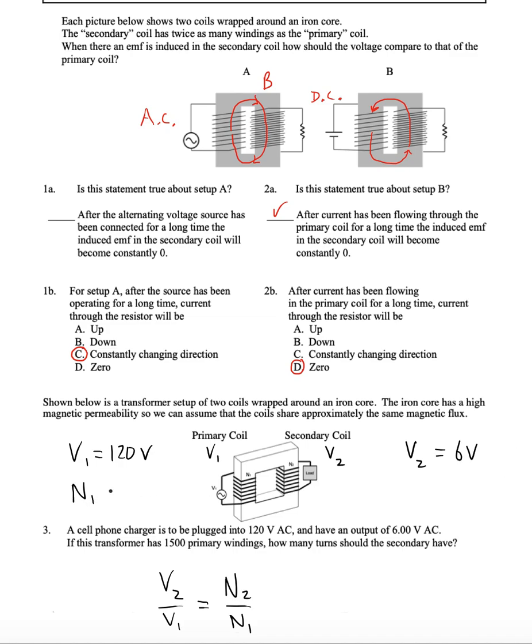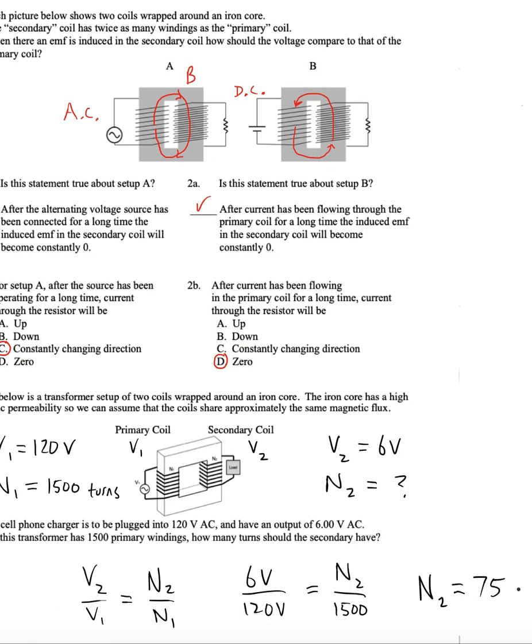We also see that, according to the problem, the number of turns in the primary is 1500. We need to find out what is the number of turns in the secondary? So let's plug in. 75 turns.